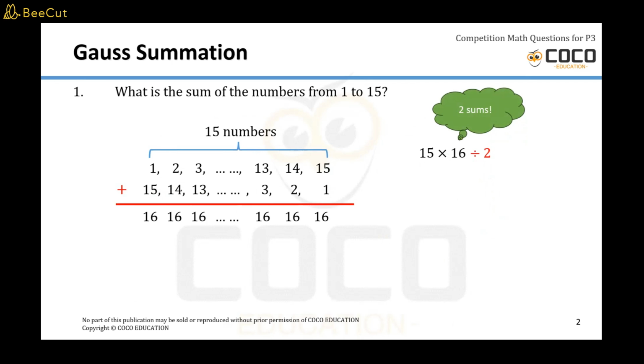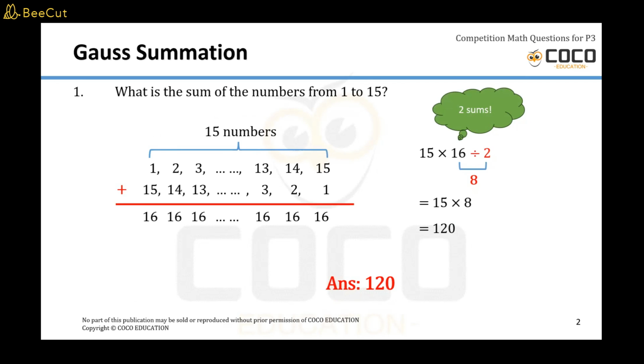So we can do this part. 16 divided by 2 equals 8. Then 15 times 8 equals 120. So the sum of the numbers from 1 to 15 is 120.